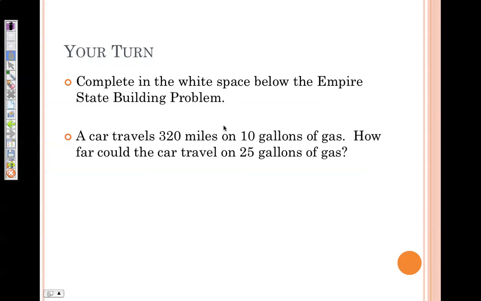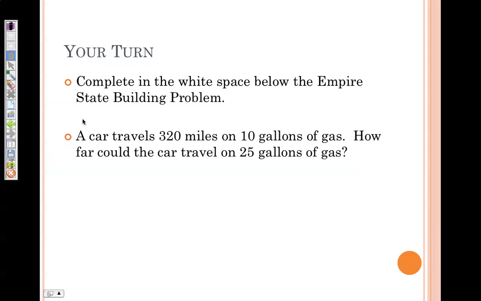All right, it is now your turn to complete one proportion problem. This question is not in your guided notes, but you do have a large amount of white space below the Empire State Building problem. So please just draw a line to separate the two problems and try this example here, and I'll read it to you.